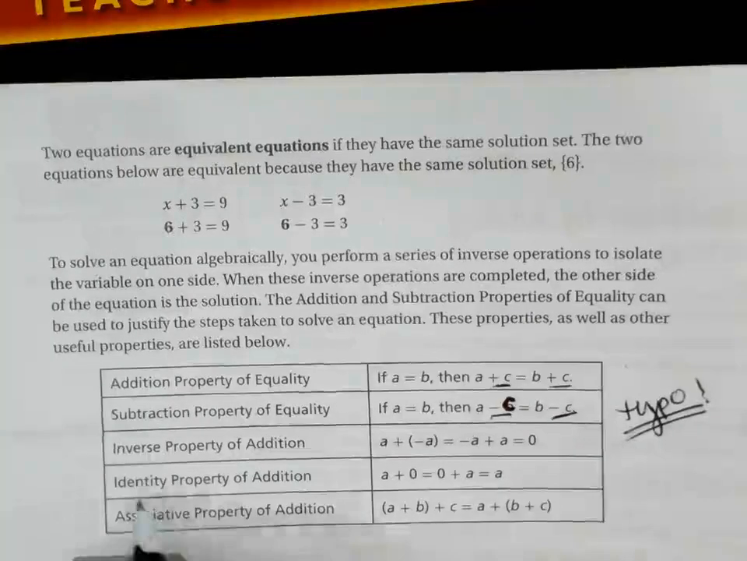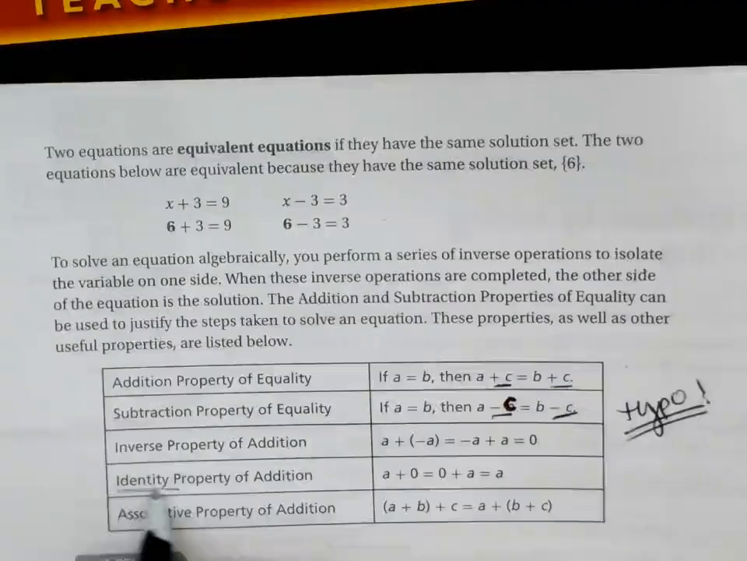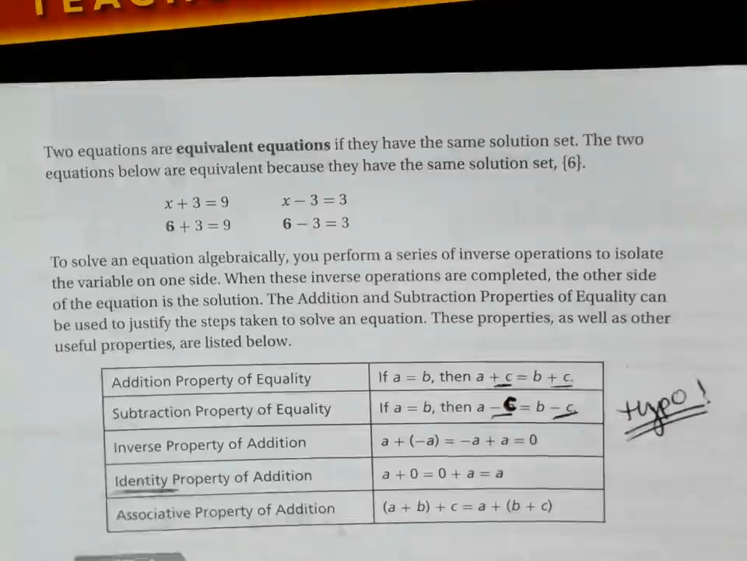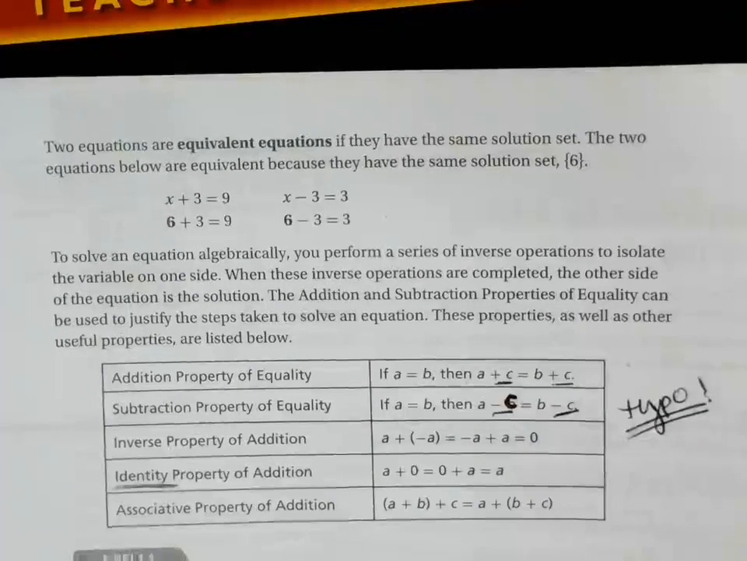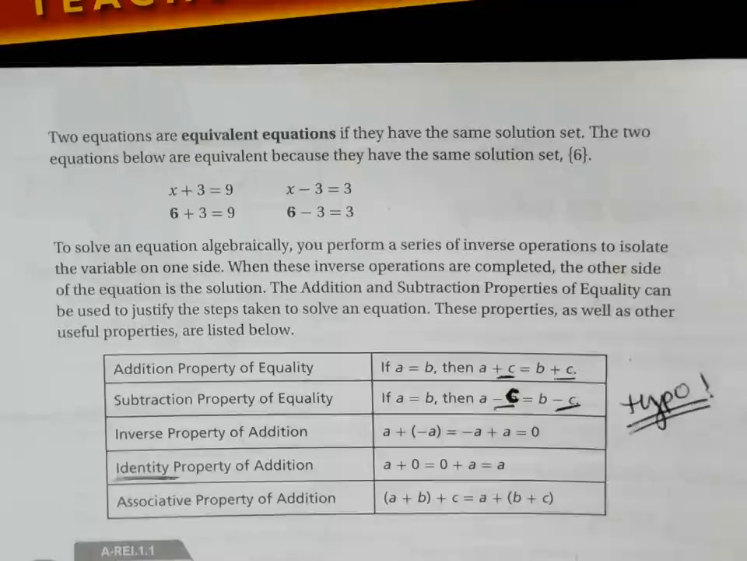The identity property of addition. Identity, it's going to keep its identity. What can you add to something for it to stay the same? 0. Anytime you add 0 to something, it stays the same. Just like with multiplication, our multiplicative identity is any number times 1 is going to be itself, and it's going to hold its identity.